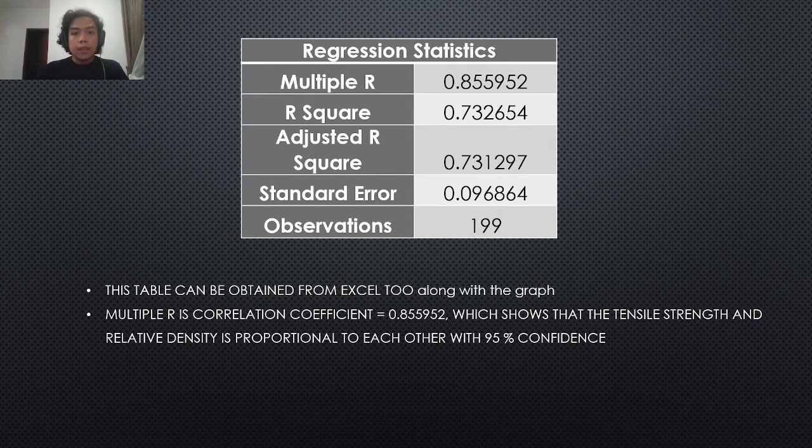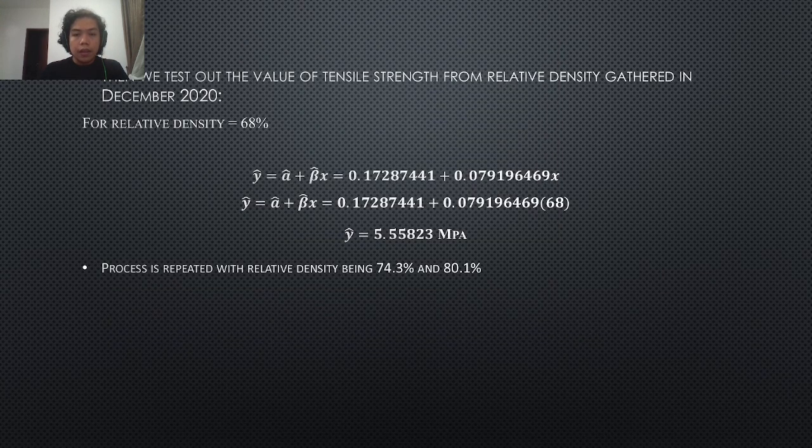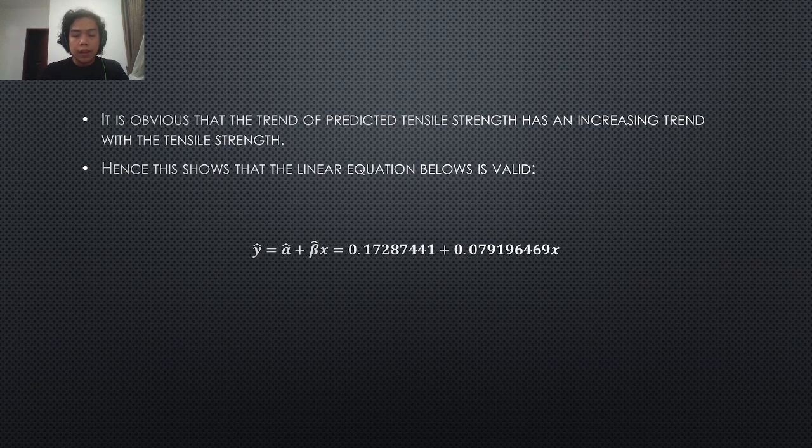Last but not least, we have the regression statistics, which can be obtained together with the graph from Excel. Multiple R is the correlation coefficient, which gives the value of 0.855952, which shows that the tensile strength and relative density are proportional to each other with 95% confidence, which makes the linear equation valid.